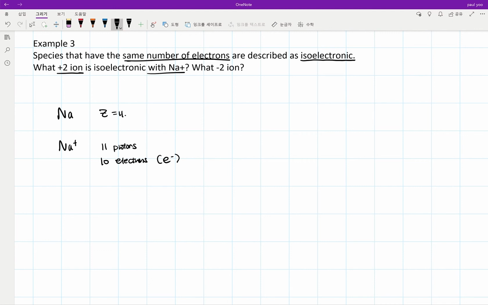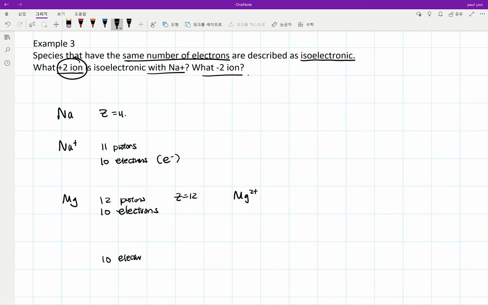So you're looking for the plus 2 ion that has 10 electrons. In order to be plus 2 with 10 electrons, it must have 12 protons. And an atom that has 12 protons, which means Z number is equal to 12, will be magnesium. So Mg2 plus, the magnesium ion, will be isoelectronic with Na plus.